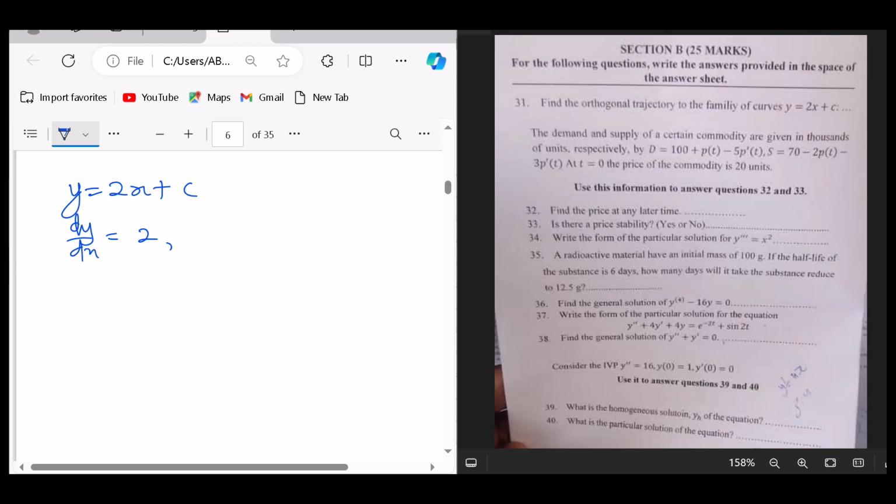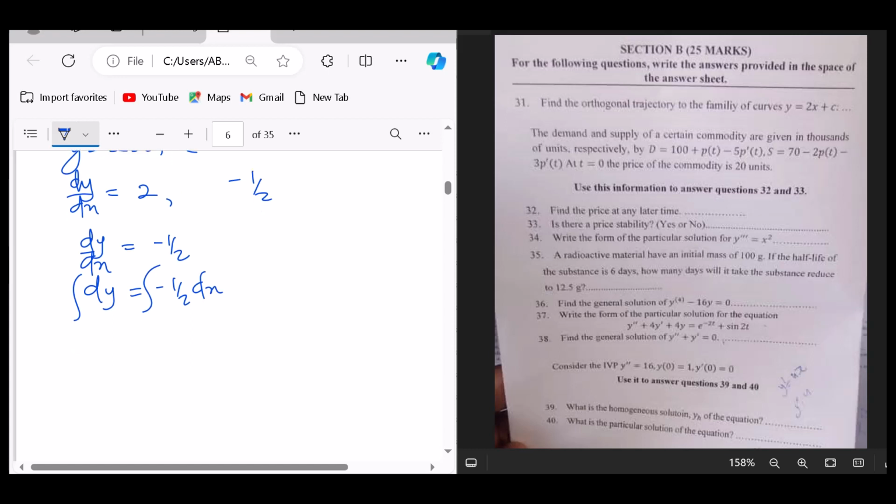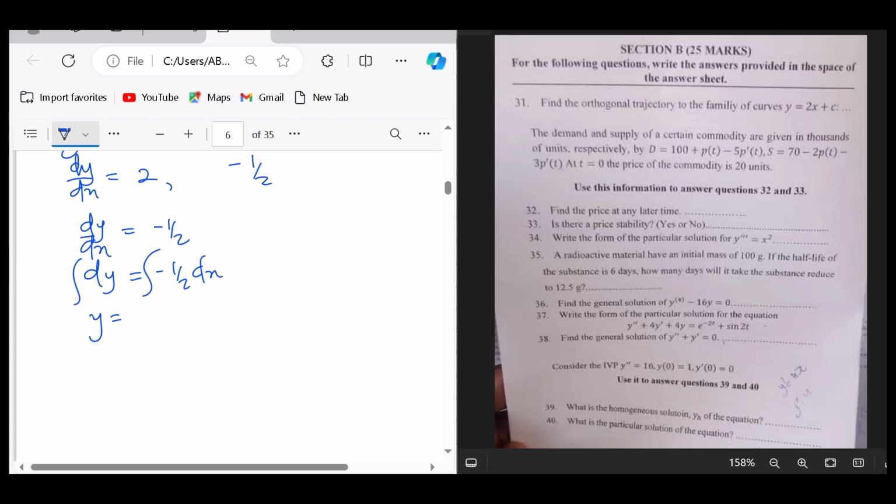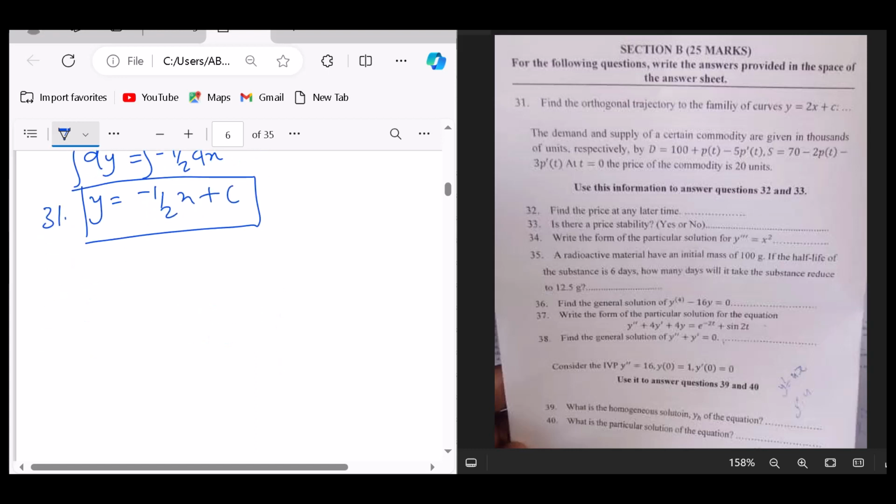So taking the negative reciprocal of this, that's just a half. So we write dy/dx is equal to negative 1 over 2. And then we try to separate the variables. So we have dy equals negative half dx. And integrating, y equals negative 1 over 2x plus c. And so the family of curves will just be this. So that's question 31. Go to 32.